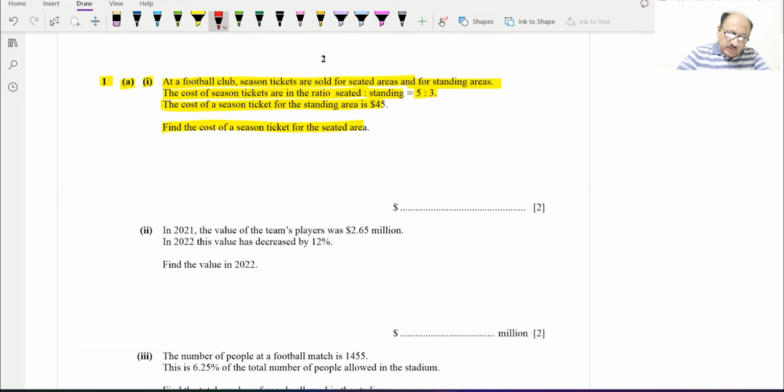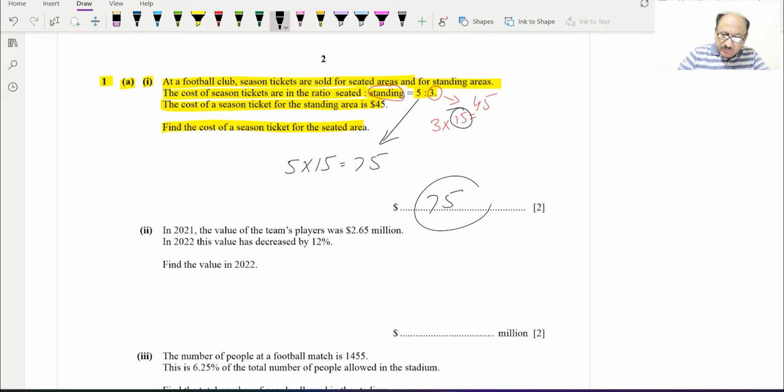So if we check, the standing area will be the second one, which is 3, and 3 is changing to 45, so 3 multiplied by 15 will be equal to 45. So the same multiplying factor, we can multiply 5 also. 5 multiplied by 15 will be equal to 75, and our answer will be $75, and this is for 2 marks. Hopefully you understood this.